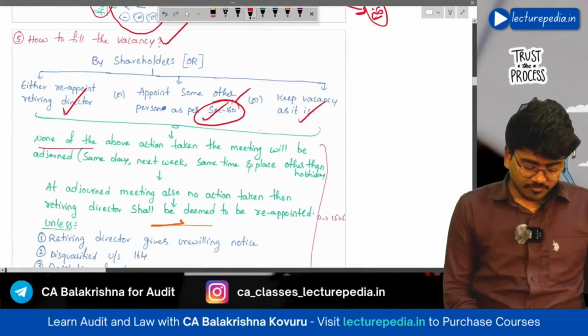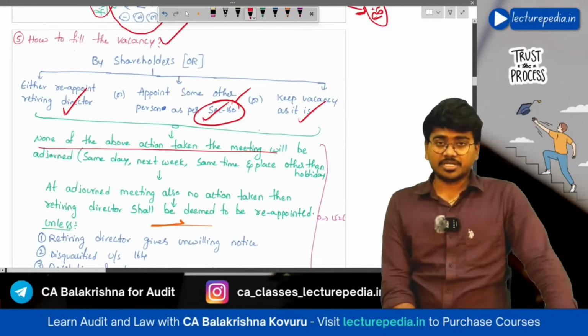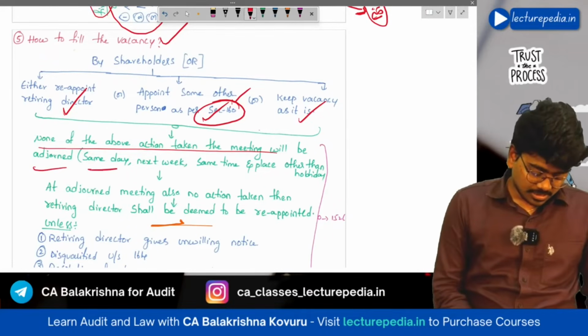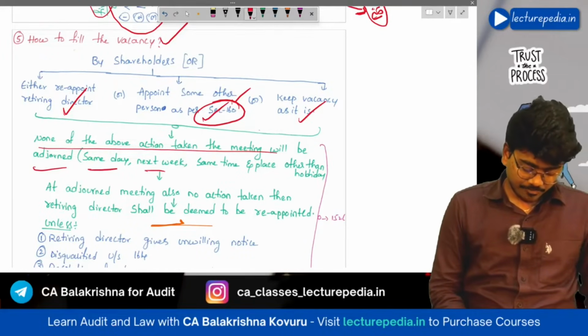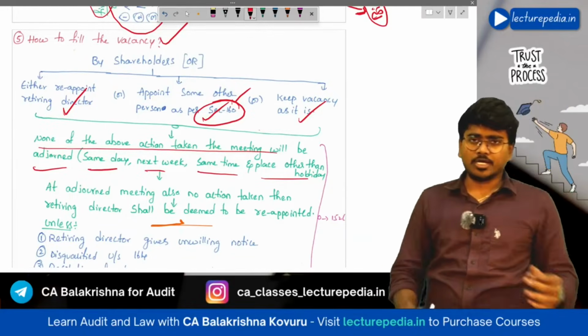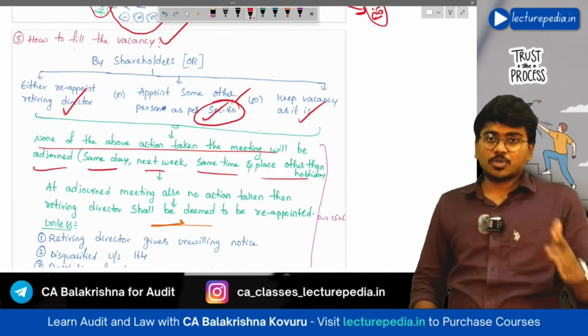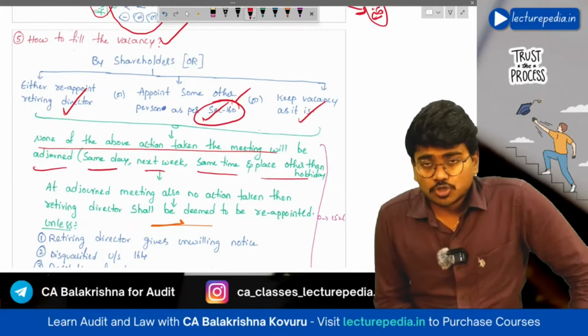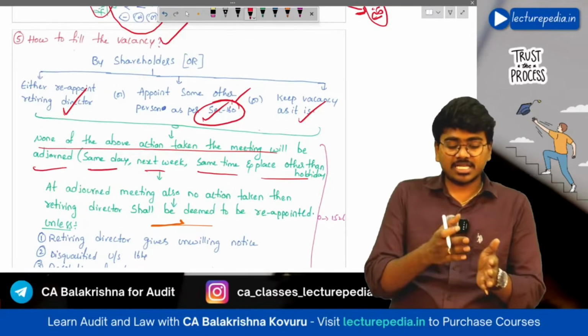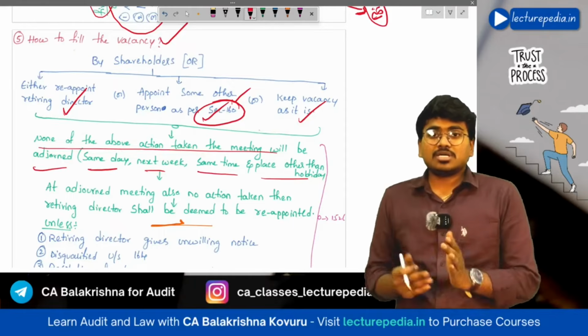If none of the above action has been taken in the meeting, then that meeting will be adjourned to the same day, next week, same time, place, and other than a holiday. The day to which you adjourn the meeting should not be a public holiday. If it is a public holiday, it will be postponed to the next day.